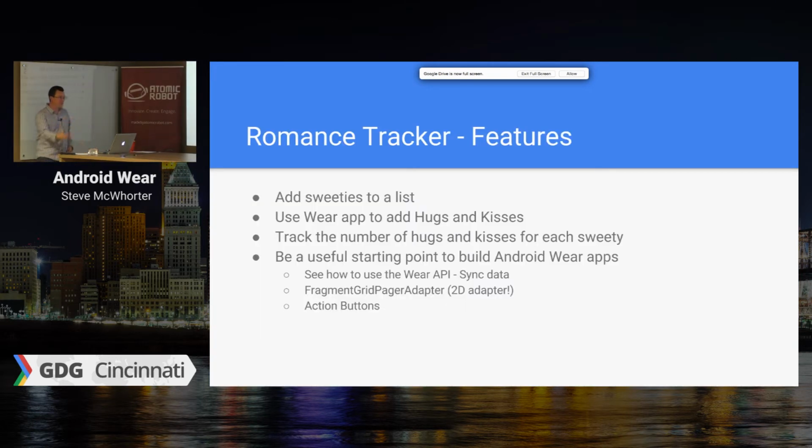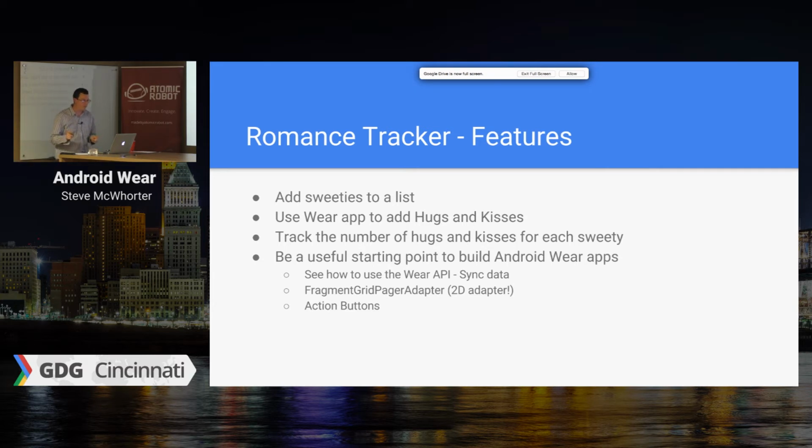So these are the features of the app. You can add what I call sweeties, your sweeties, to a list. You can use the Wear app to add hugs and kisses to a number of sweeties, and then you can track each one. And this app really is for you guys. It's really to showcase how to sync data between the two. We talked a lot about this, and we showed some code, but this is something that you guys can go download and use as a template, because there's a lot of plumbing that you can just download and get going with.